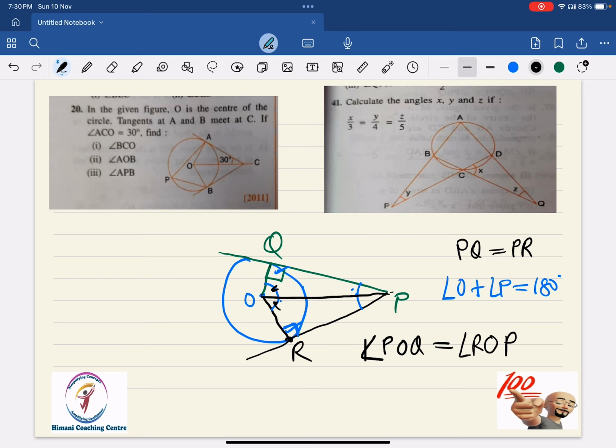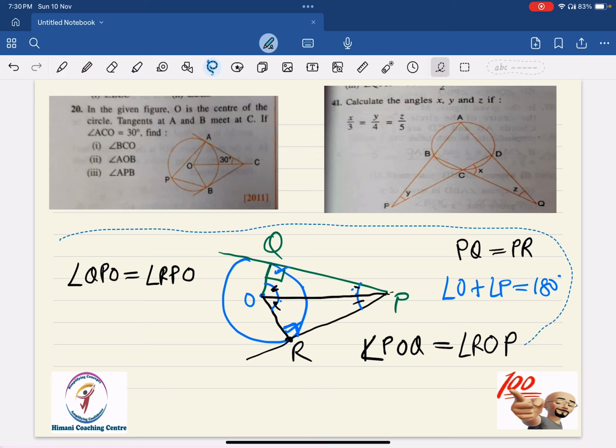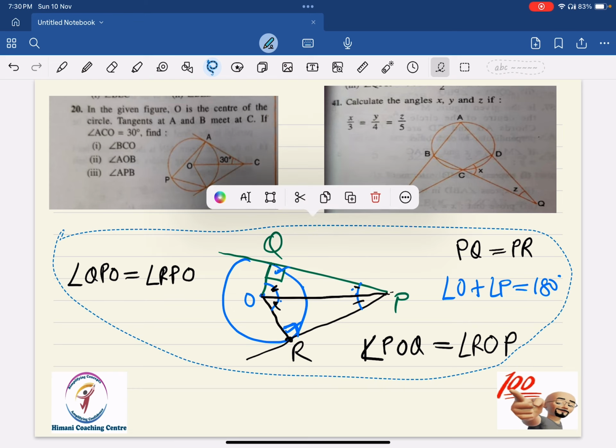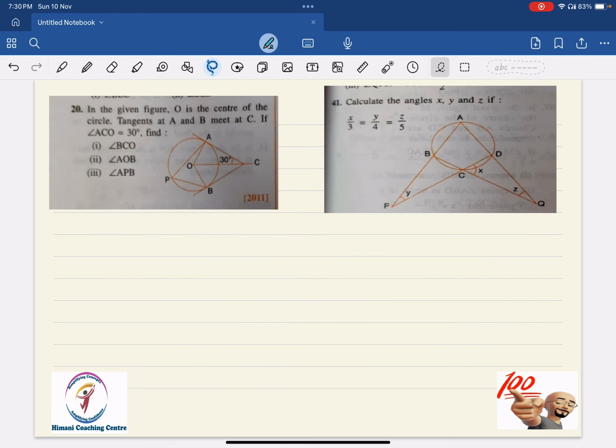Also, both these tangents PQ and PR are equally inclined to OP. What does that mean? It simply means that this angle and this angle are equal. So angle QPO is also equal to angle RPO. Okay. So these are some of the theorems which you should be aware of before we get into questions related to circles. Now let us go to the questions, and with this knowledge we should be able to handle the questions.